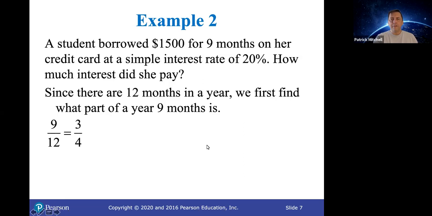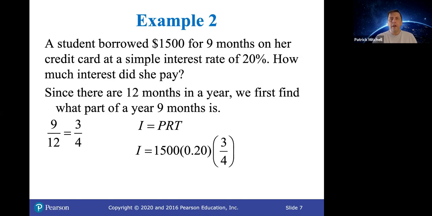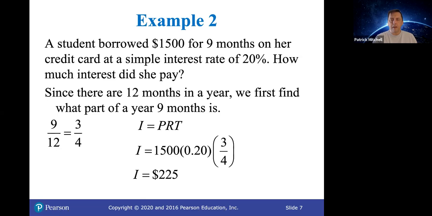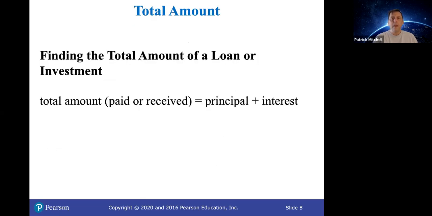So now using our formula, I equals PRT, the principal is 1,500, the rate is 20 hundredths, and T is 3/4, as in 3/4 of a year. And that comes out to $225. So she paid $225 in interest. To find the total amount of a loan or investment, just add the interest to the principal.